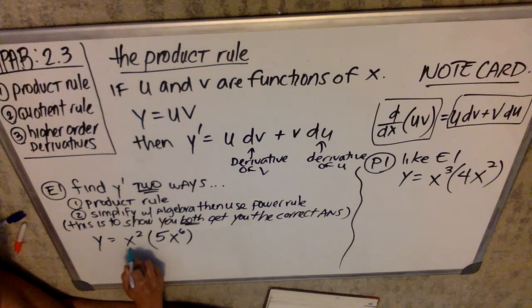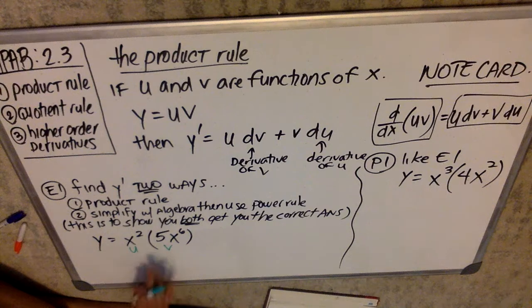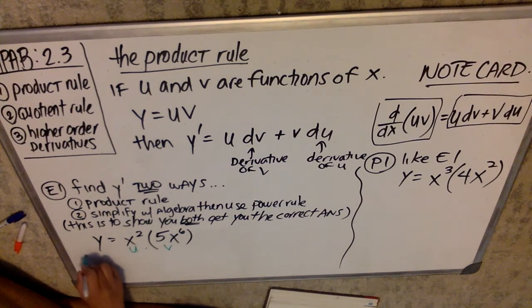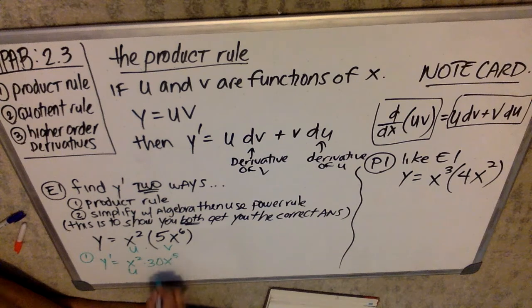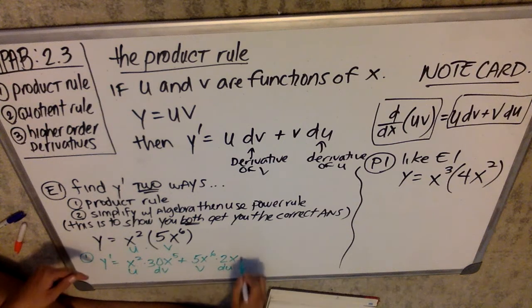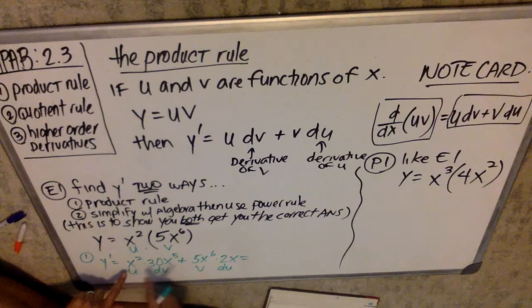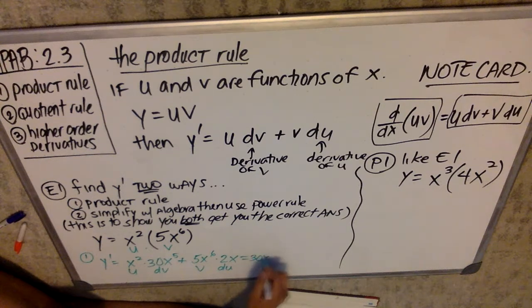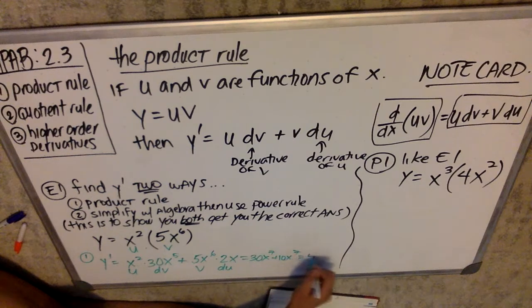So in this situation, I have a u and a v. I have two functions of x. x squared is a function of x, so is 5x to the 6th. They are being multiplied together. If I do this using the product rule, method 1, my y prime is going to be u, which is x squared, exactly as it is, times dv. The derivative of 5x to the 6th is going to be 30x to the 5th. So u dv plus v, which is 5x to the 6th, times du, which is 2x, the derivative of x squared. If I clean this up, this is going to be 30x to the 7th plus 10x to the 7th, which should give me 40x to the 7th. So that's what I got when I differentiated using the product rule.